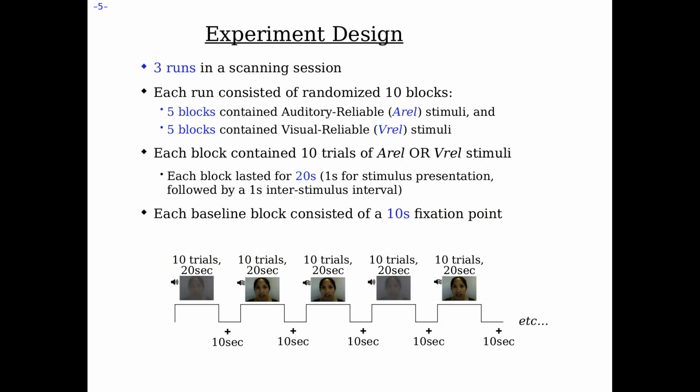So for design, we have 3 runs. And remember, a run is just when you press start on the scanner, it makes the loud noise while it's acquiring data for a while, and then you press stop, and that's 1 run. And in this case, there are 3 runs of data, so we have 3 echoplanar imaging data sets, and within 1 single run, we have 10 randomized blocks. 5 blocks are auditory reliable stimuli, and 5 are for visual reliable. And those are pseudo-randomized within the run.